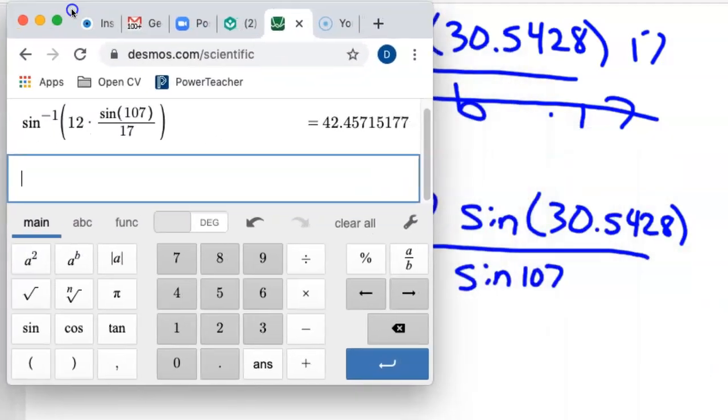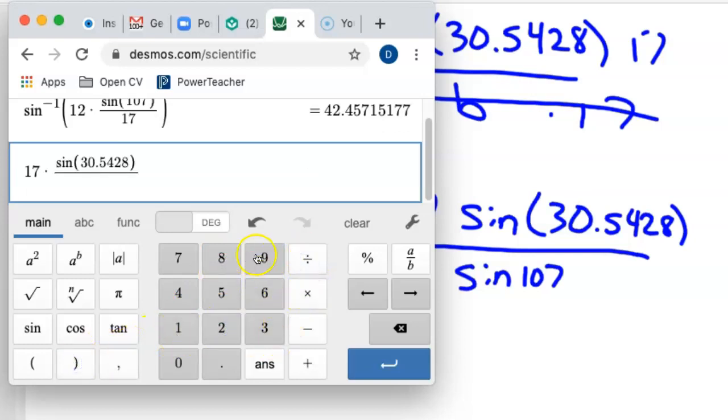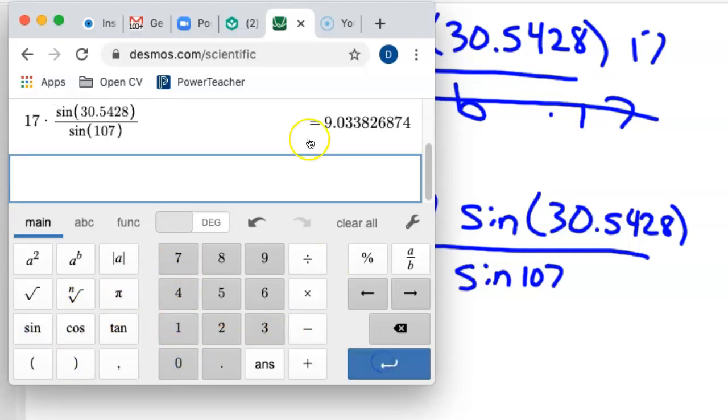So there we go. 17 times sine of 30.5428 divided by, well, let me close that parenthesis. That would also mess you up. That's why you always want to make sure your answers make sense when you're done. So if your answer doesn't make sense, then recheck. 9.03 makes sense. And so there you go.